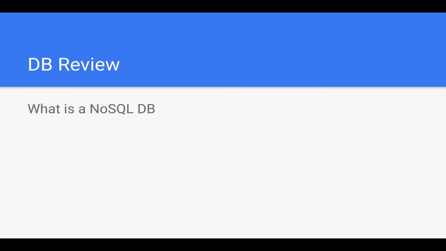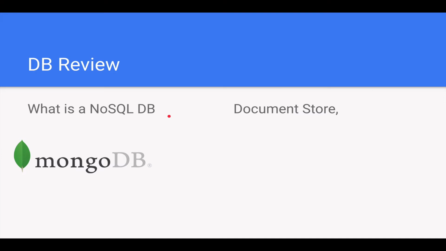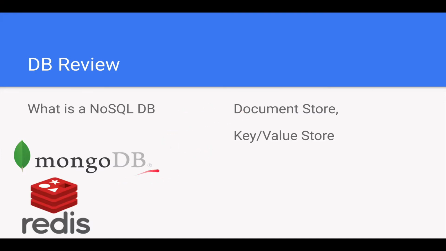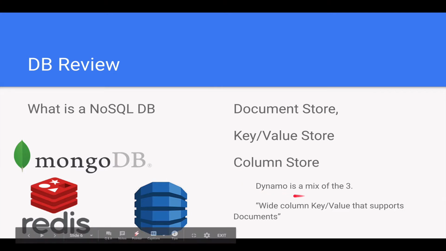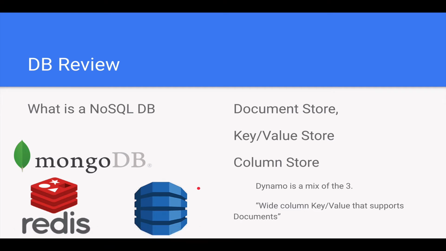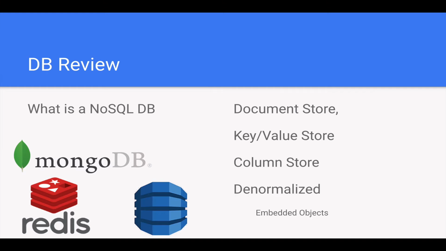So to review, what's a NoSQL database? There's a couple of them. There's document stores like Mongo, there's key value stores like Redis, and column stores, wide columns is what this should be, like Cassandra. And again, Dynamo is kind of a mix of three. It's got wide column key value that supports documents. And we'll get into why that's actually kind of weirdly true. It's super marketing jargon, but it's actually pretty true.